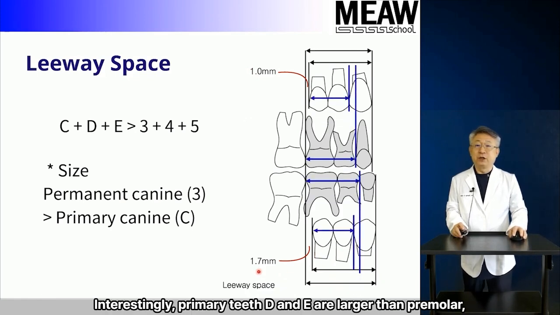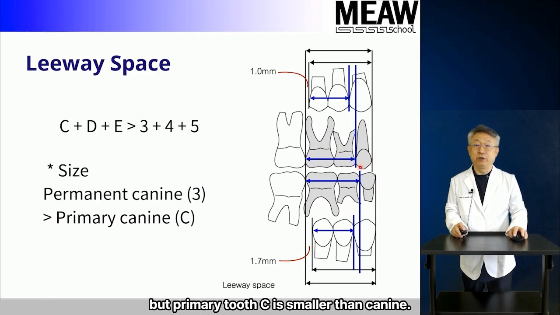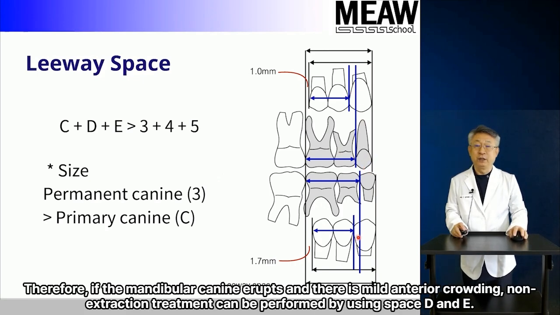Interestingly, primary teeth D and E are larger than premolar, but primary tooth C is smaller than canine. Therefore, if the mandibular canine erupts and there is mild anterior crowding, non-extraction treatment can be performed by using space D and E.